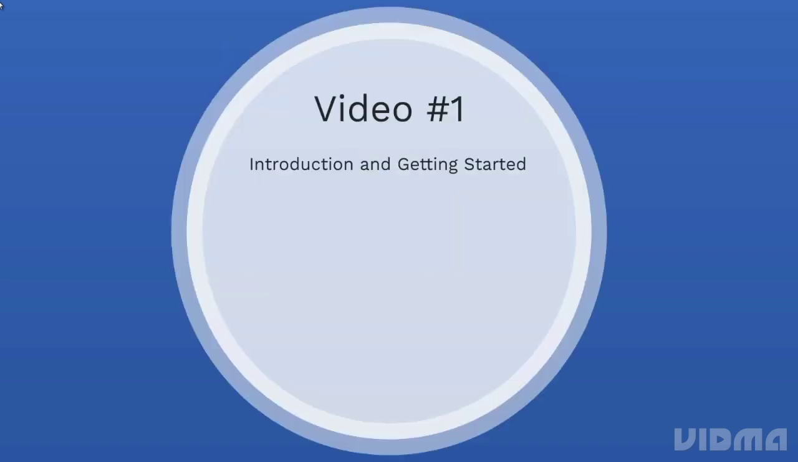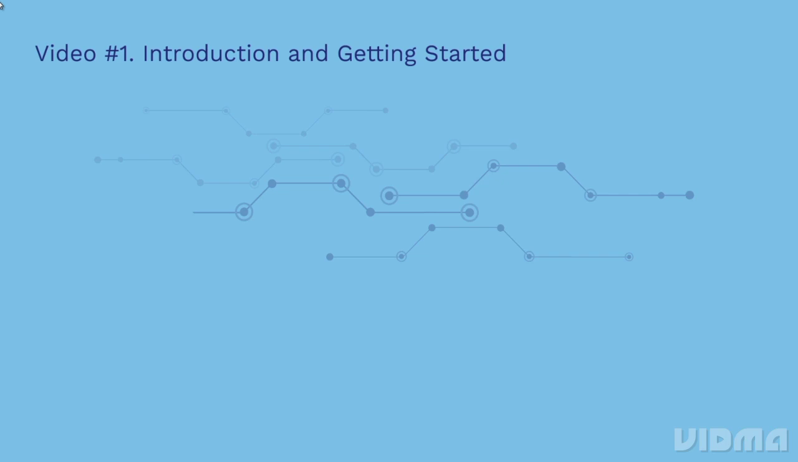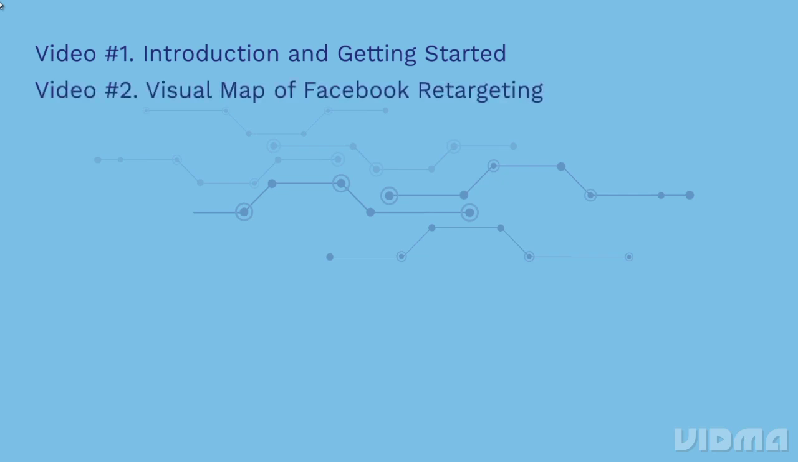Okay, so this is video number 1, which is the introduction and getting started. Before we get started, I want to give you a quick overview of what's inside this video course so you know exactly what to expect. So obviously this is video number 1. Video number 2 is going to be a visual map of Facebook retargeting.